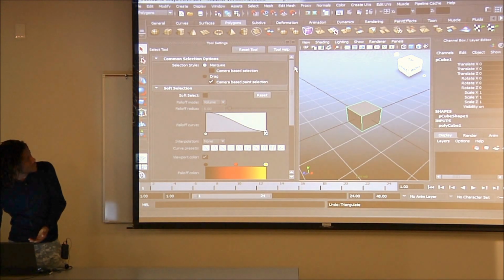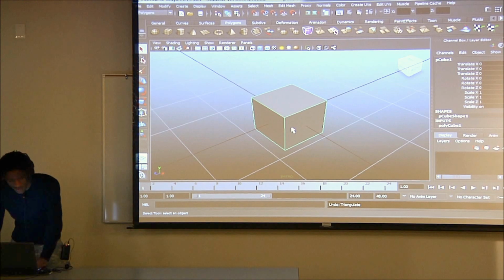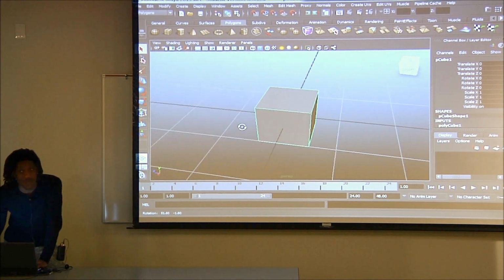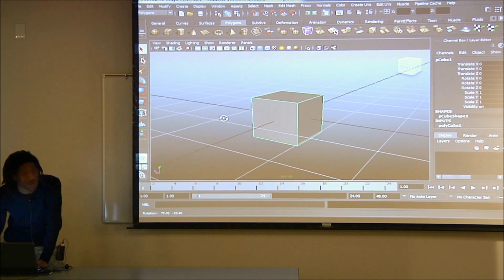Here's Maya. So this is a cube right here. You notice right here, these are just quads. These are four-sided polygons. There's no triangles in here.